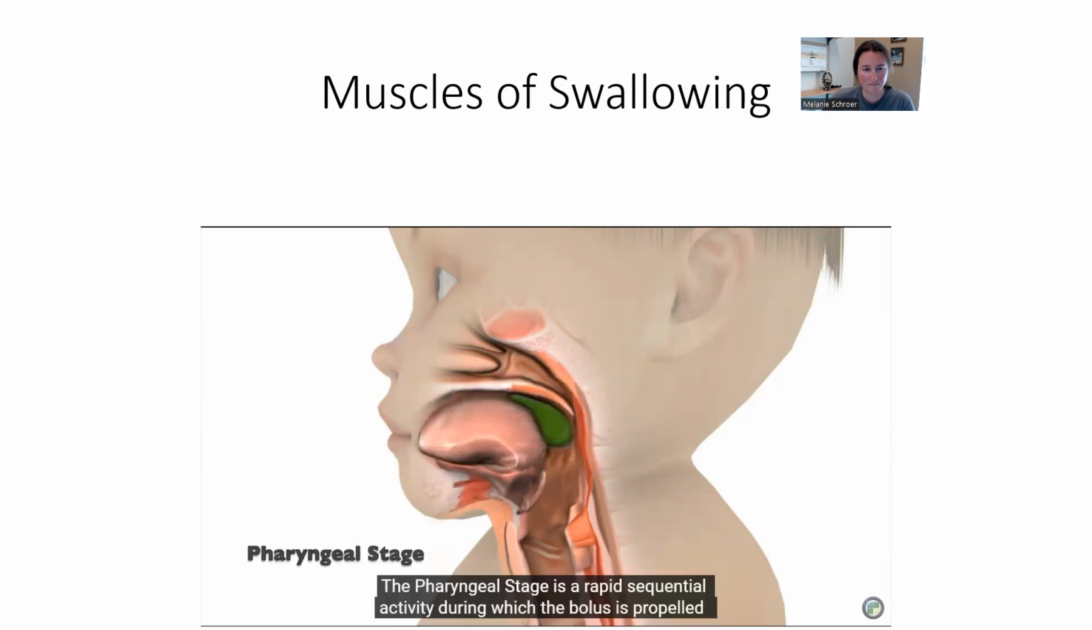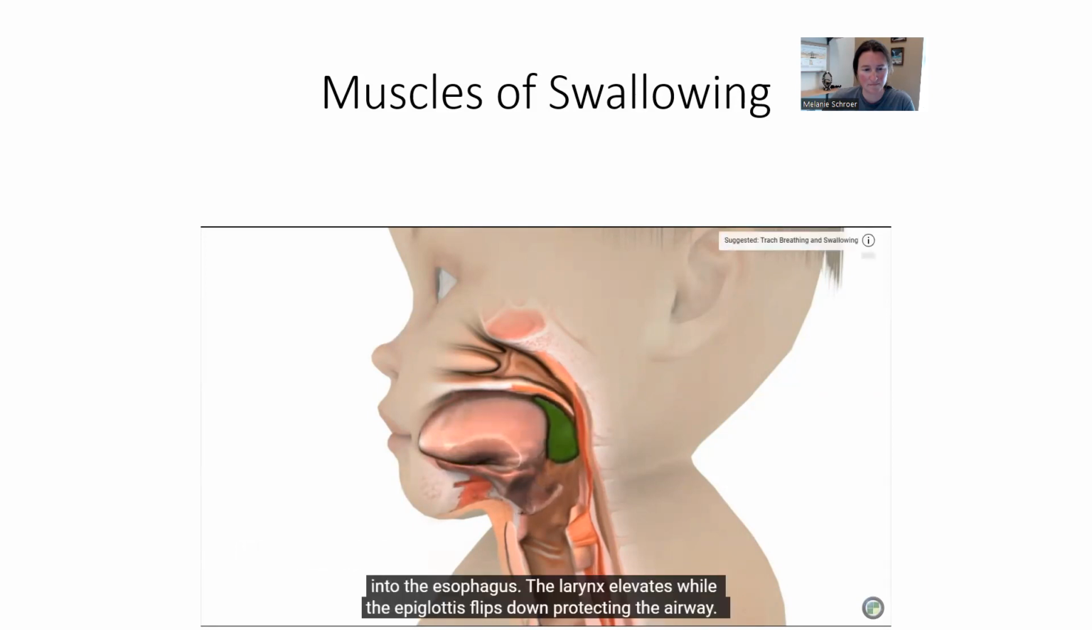The pharyngeal stage is a rapid sequential activity during which the bolus is propelled into the esophagus. The larynx elevates while the epiglottis flips down, protecting the airway.